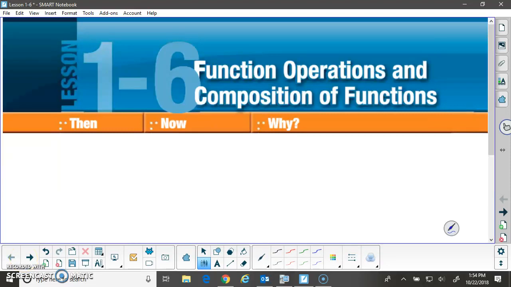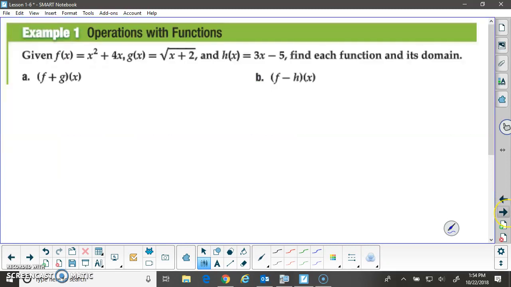Lesson 6 of Chapter 1 is on function operations and also on composition of functions. We start off with taking three different functions, such as f of x, g of x, and h of x. And the directions say to find each function and its domain.